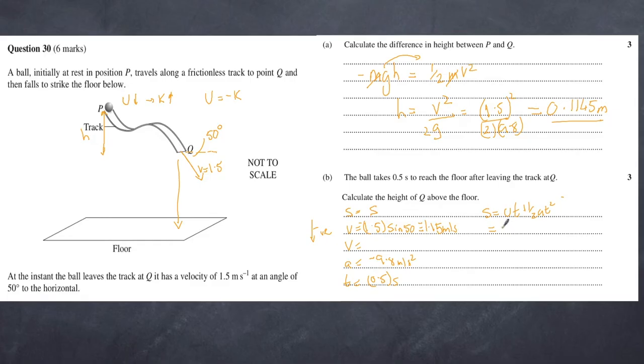Now, our u, of course, is negative 1.15 multiplied by 0.5 plus a half by negative 9.8 and 0.5 squared, and you're going to get a final answer of 1.8 meters as the height.